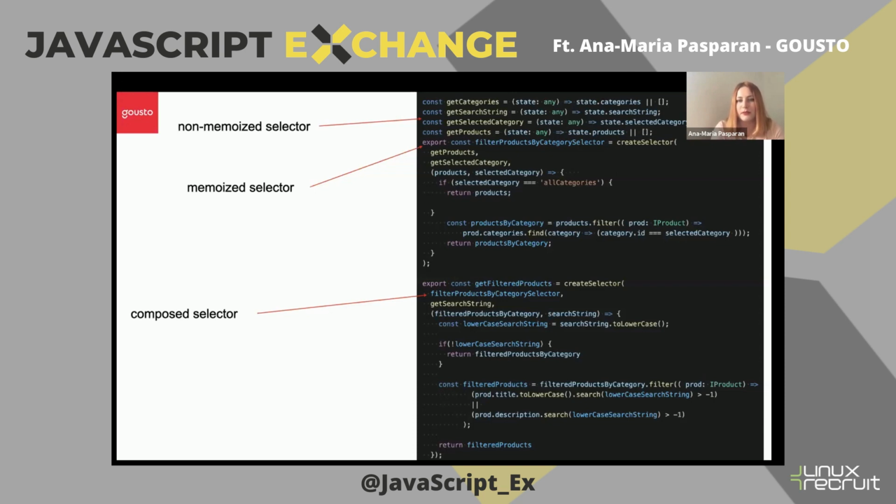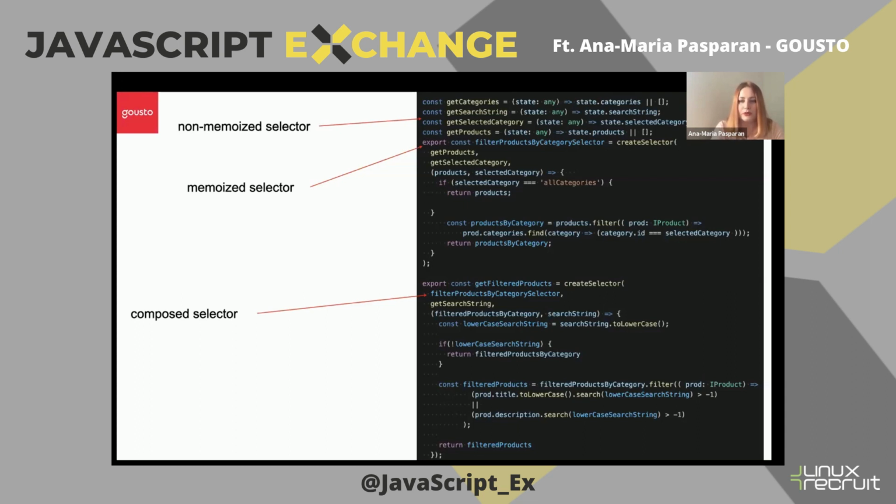We used the previous selectors, the previous memoized selector, filtered products by category selector. And we add a new one that gets the search string. And in that case, again, the result of those two functions will come in the result function as parameters, and we can do some more logic there.